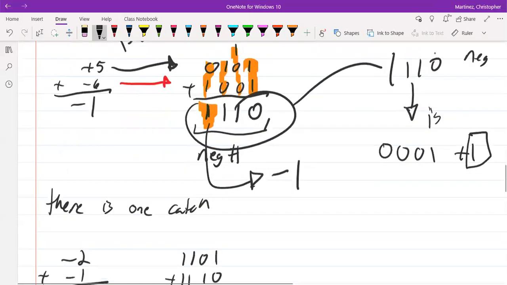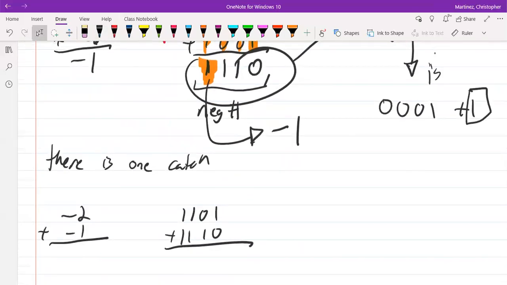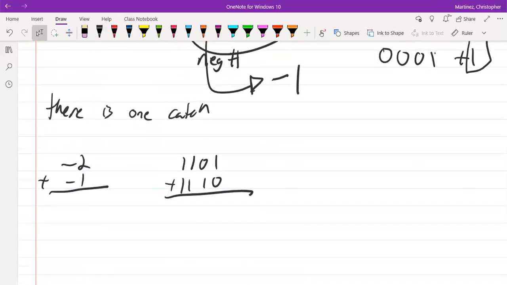There's no reorganizing. Okay, but there is going to be a little bit of a catch. Let's look at the example here. The example I want to do is negative 2 plus negative 1. What should this answer be? That should be a negative 3. So let's do this operation here. 1 plus 0 is 1. 0 plus 1 is 1. 1 plus 1 is 2. And then 1 plus 1 plus 1 is 3.